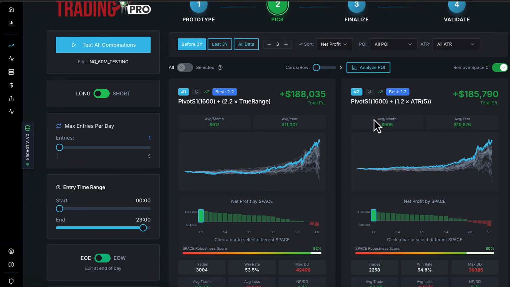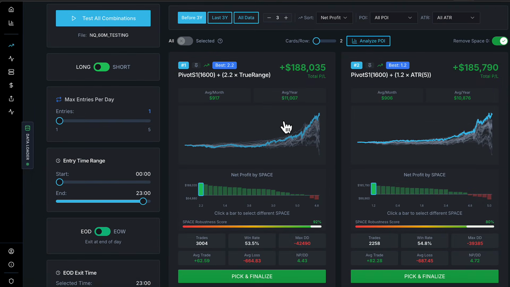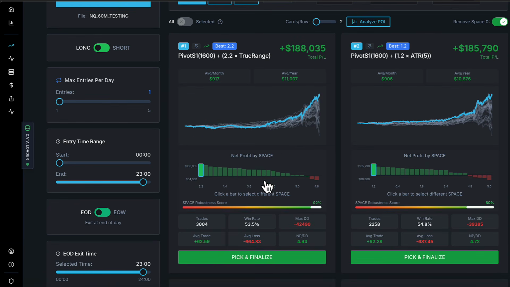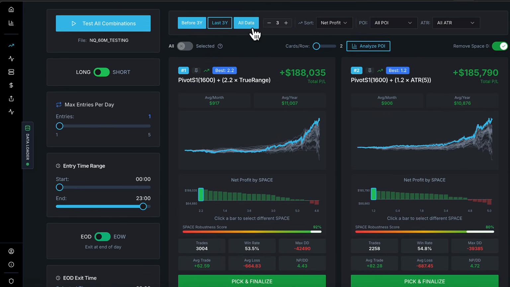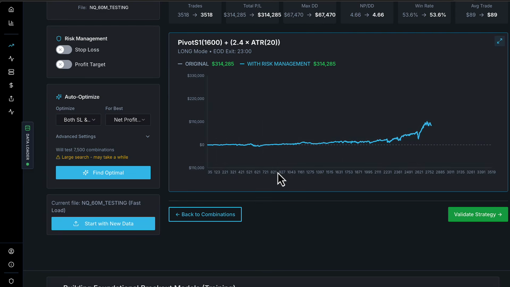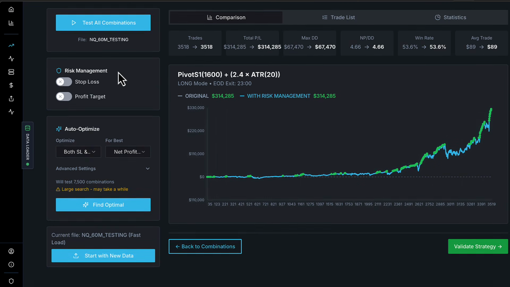So I mean, this pivot S1 looks reasonable, and actually this plain model, if we reveal all the data, is on average making $15,000 per year. That's not bad. It's about $1,300 per month. So let me pick it, and let's see if we can actually improve it with protective stop loss.